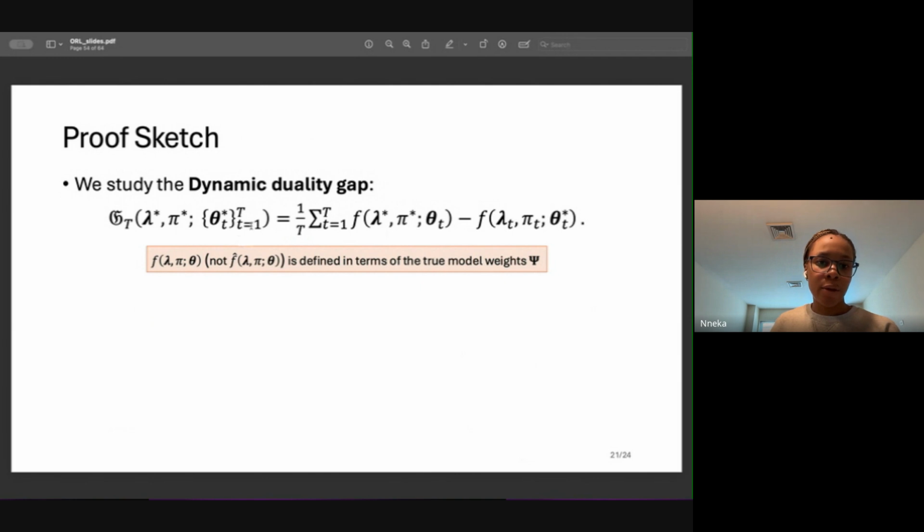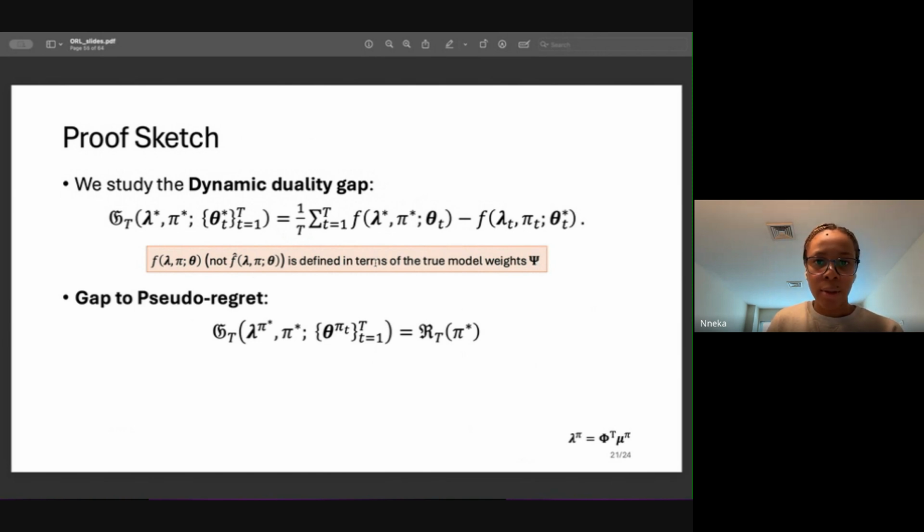It is dynamic because some of the comparators are allowed to change with time. Here we define the dynamic duality gap to somewhat mean the difference between the error of the iterates with respect to this function f, where f is something similar to f bar, f hat, which we've seen before, but is not defined with respect to the transition model weights estimator psi hat, but is now defined with respect to psi.